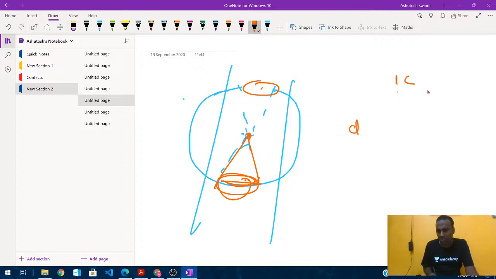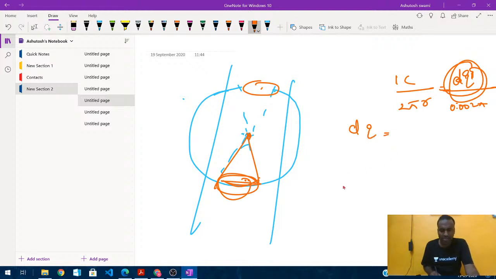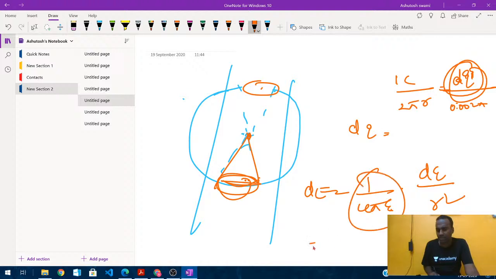The total charge is 1 coulomb for a length of 2 pi r, and a small elementary part has charge dq for the corresponding length 0.002 pi. So we can eliminate dq with this. After getting the dq value, the electric field intensity due to that part is 1 by 4 pi epsilon naught dq by radius square. You can substitute 9 into 10 to the power of 9 and then eliminate the value. I hope you can solve it, students.